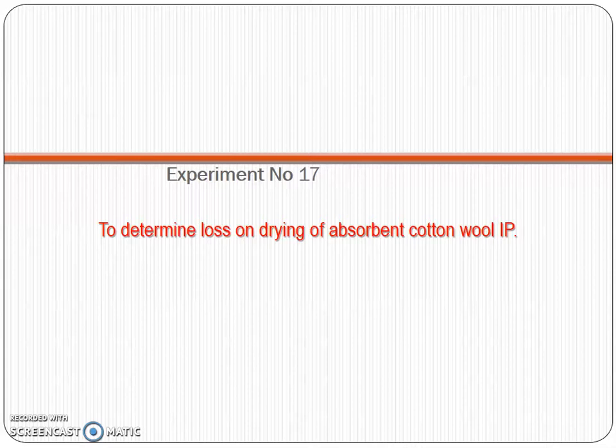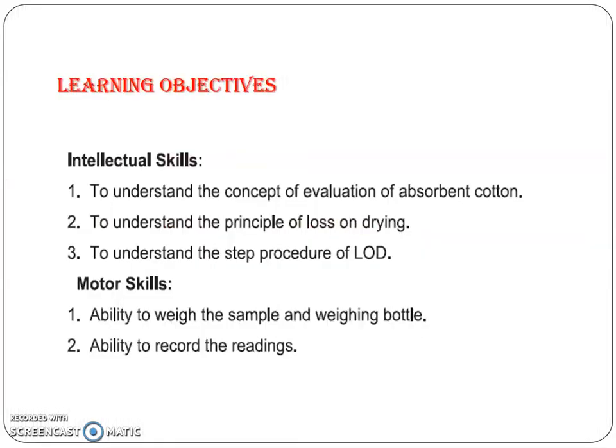Today we'll start with experiment number 17: to determine loss on drying of absorbent cotton wool IP. Learning objectives: after watching this practical, students will be able to develop intellectual skills, meaning they will understand the concept of evaluation of absorbent cotton, understand the principle of loss on drying, and understand the step procedure of loss on drying. Motor skill: students will develop the ability to weigh the sample in a weighing bottle, and to record the readings.